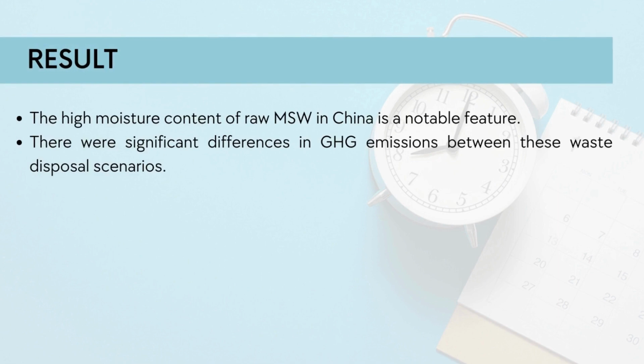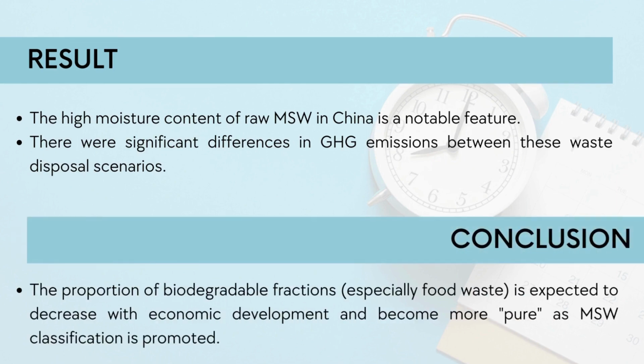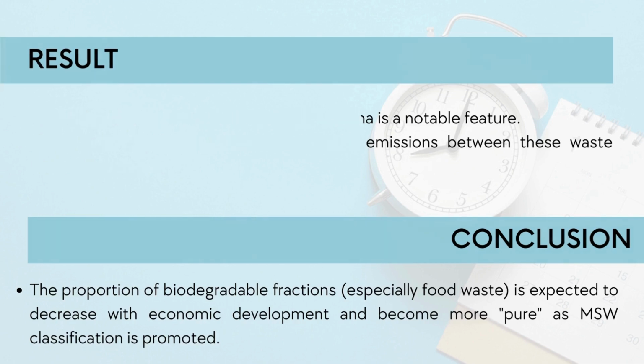The results showed the high moisture content of raw MSW in China is a notable feature. There were significant differences in GHG emissions between these waste disposal scenarios. In conclusion, the proportion of biodegradable fractions, mainly food waste, is expected to decrease with economic development and become more pure as MSW classification is promoted.